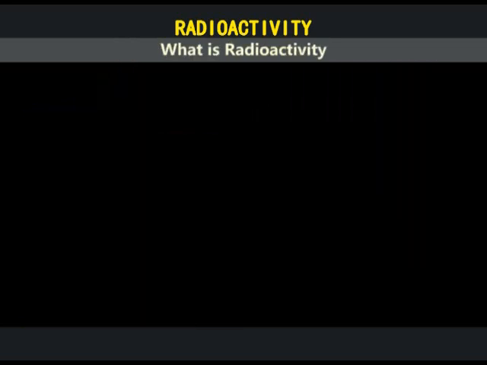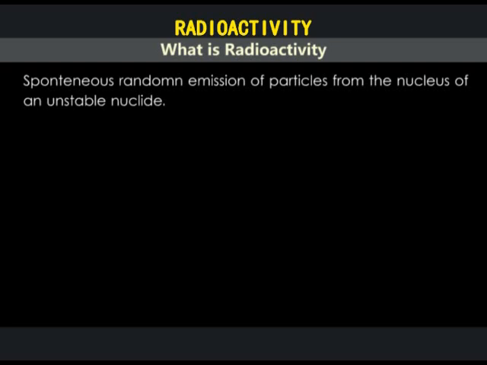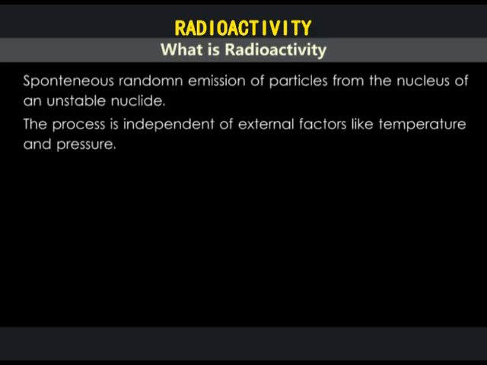So, radioactivity is the spontaneous random emission of particles from the nucleus of an unstable nuclide. The process of radioactivity is not affected by such external factors as temperature, pressure, or chemical composition. When a nuclide emits the radiation, it is said to undergo radioactive decay. During radioactive decay, the nuclide will emit alpha or beta particles, and this may be accompanied by a release of energy in form of gamma radiations.